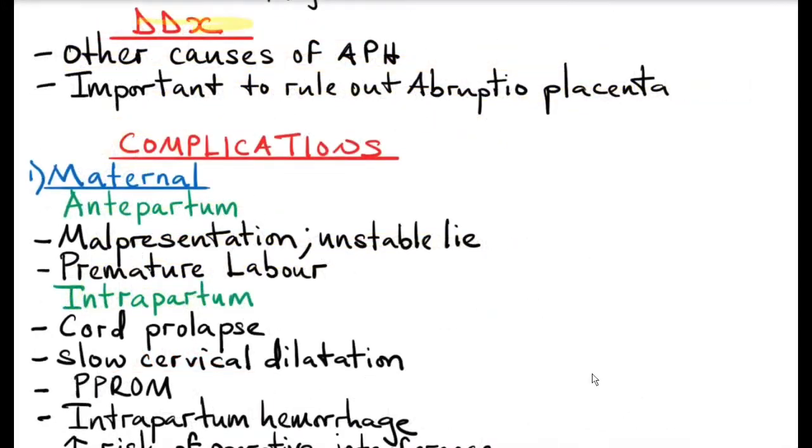The differential diagnosis of placenta previa is the other causes of antepartum hemorrhage, like we discussed previously. But specifically, it's important to rule out abruptio placenta because this is major life-threatening.